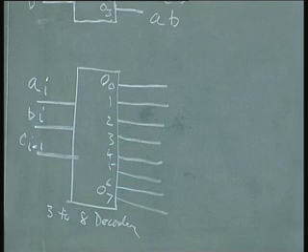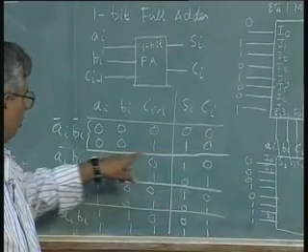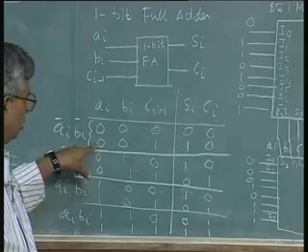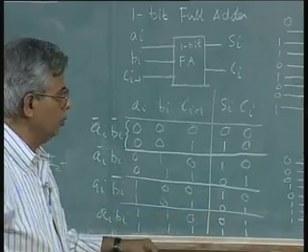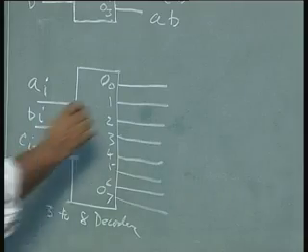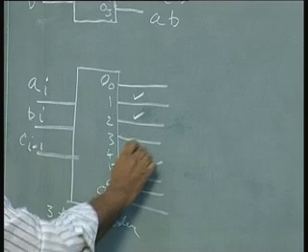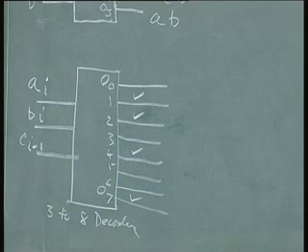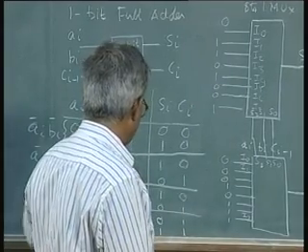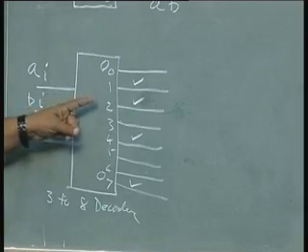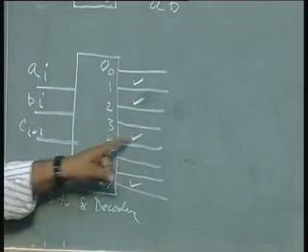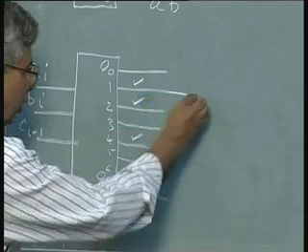Now, for a sum Si, we need the outputs 1, 2, 4 and 7. It was 1, 2, 4 and 7. So, the output will be high whenever these combinations are occurring, and the sum is nothing but an OR of these. The sum is this or this or this or this. So, all I need to do is to put an OR gate at the output.